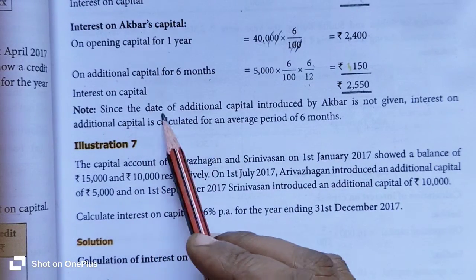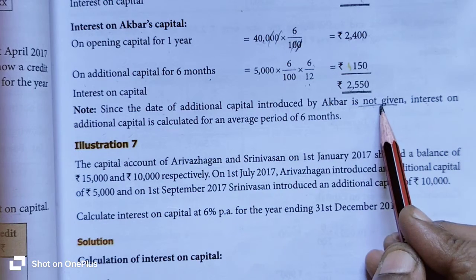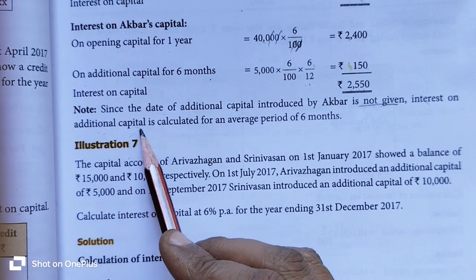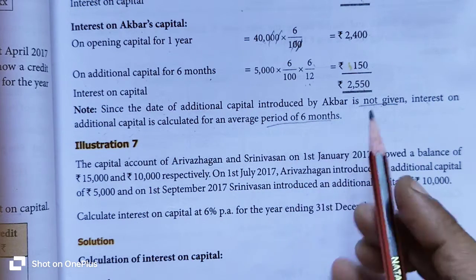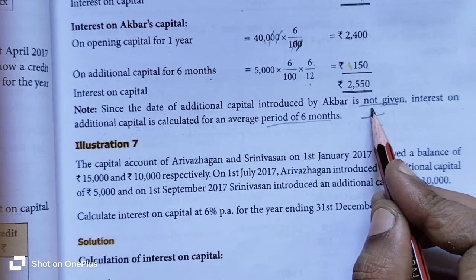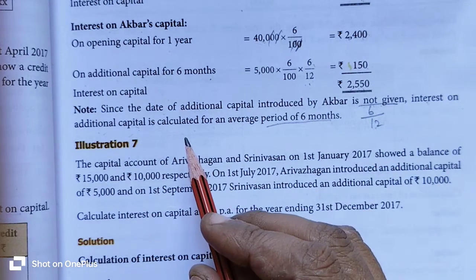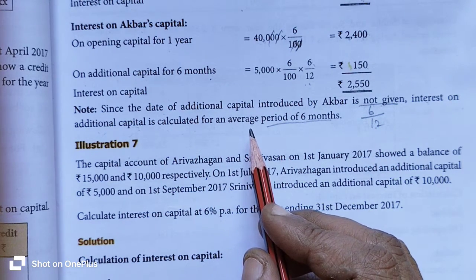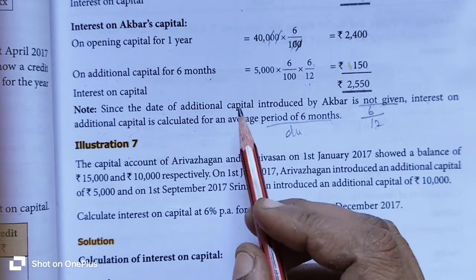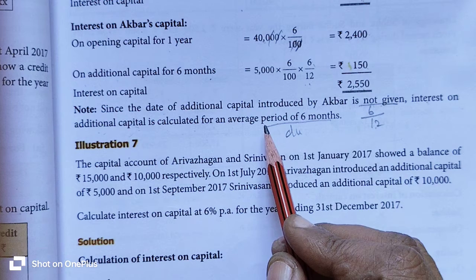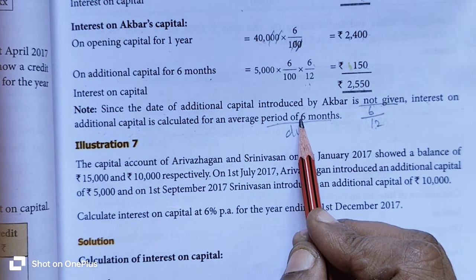Listen here, since the date of additional capital introduced is not given, the interest on additional capital is calculated for an average period of 6 months. So out of 12 months we have to take an average period of 6 months. If they didn't mention any period, and only say during the year, if you see the words "during the year," you have to take the average period, that means 6 months, to calculate the interest on capital.